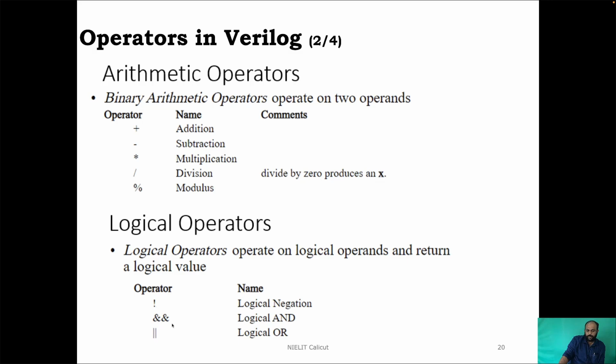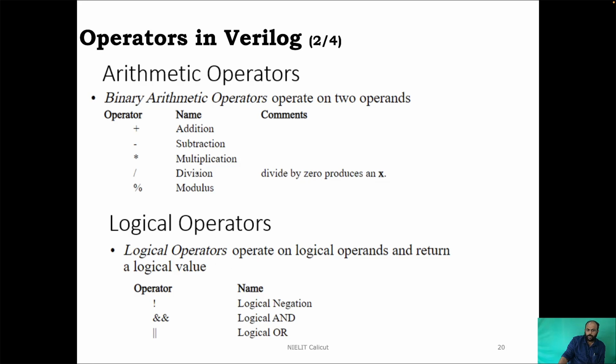Now logical operators include logical NOT or logical negation. Then two ampersands represent logical AND. Logical AND means if you write A double ANDed with B, when A as well as B are both 1, the result will be 1. If at least one of these happens to be 0, the result will be 0. Similarly, there is a logical OR. Suppose you write A logically ORed with B. If either A or B happens to be 1, the result will be 1. If both happen to be 0, the result will be 0. So that's about representing a logic.